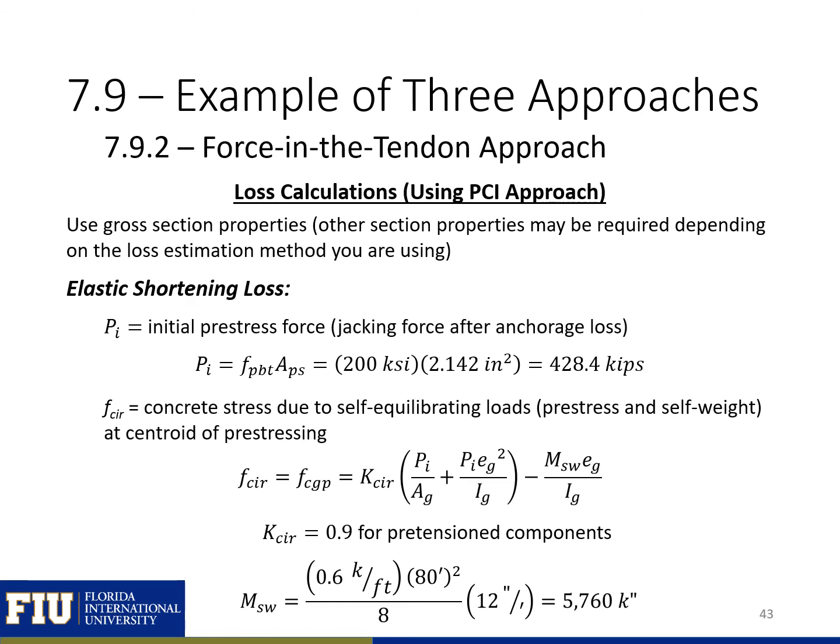Our first step is to calculate our elastic shortening loss. And I'm going to use two different procedures to calculate the elastic shortening loss. The first one shown here is from the PCI Design Handbook. So with this approach, we need to calculate the initial pre-stress force at the time of jacking before our pre-stress loss. We then calculate our self-weight moment, and we use our self-weight moment and the pre-stressing force to calculate the concrete stress at the centroid of our pre-stressing.